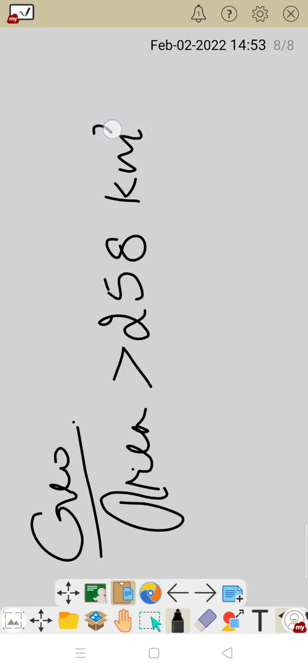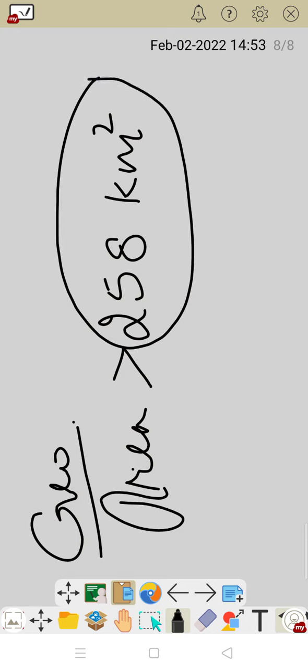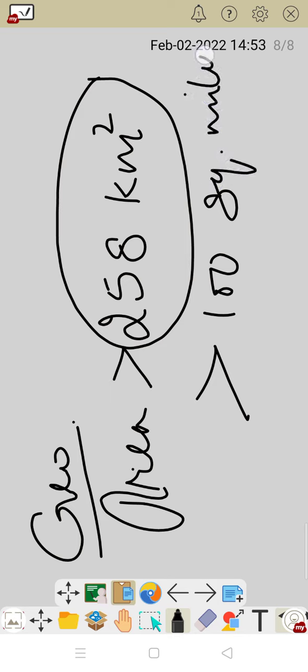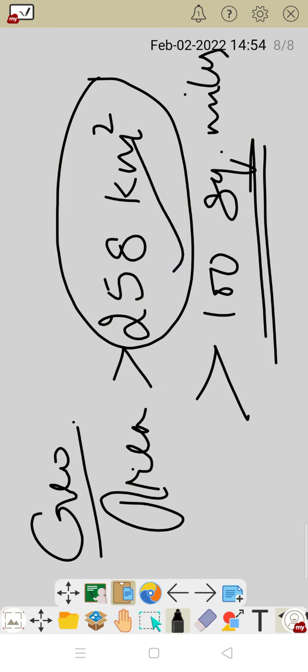Actually, the surveying area does not have any limit in geodetic surveying. That is, it is surveyed for a very large area. Usually, we consider that the area will be greater than 258 kilometers square, which is almost 100 square miles. So in plain survey, the area will be less than 258 kilometers square. In geodetic survey, the area will be greater than 258 kilometers square, and it does not have any upper limit.